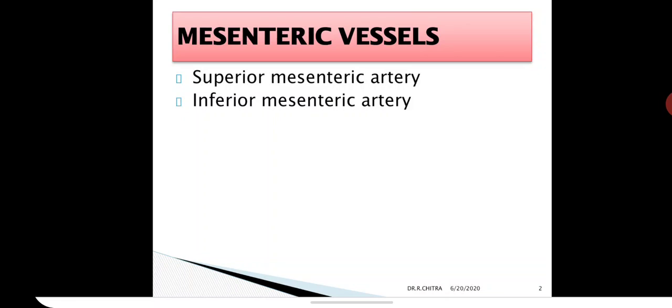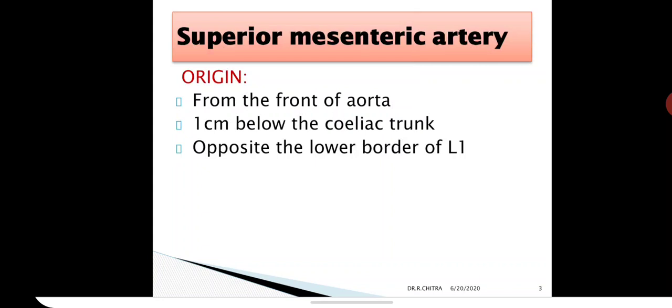So mesenteric arteries, mainly the superior and the inferior. We will see in this class one by one. First we will see the superior mesenteric artery. It arises from the front of the aorta, same like celiac trunk, 1 centimeter below the celiac trunk, opposite the lower border of L1. So that is the origin. It's the ventral branch of the descending aorta.